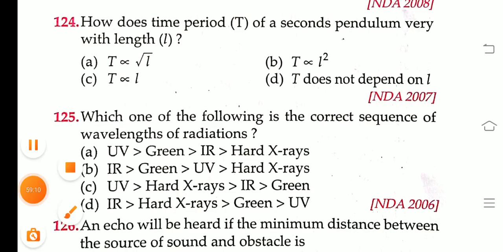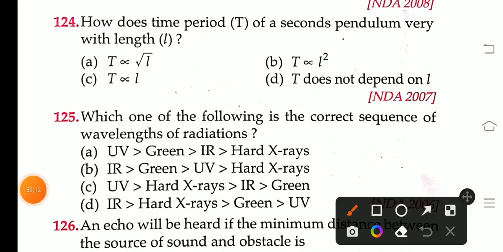Next, how does the time period T of a second's pendulum vary with length L? Right answer option D, T does not depend on L.